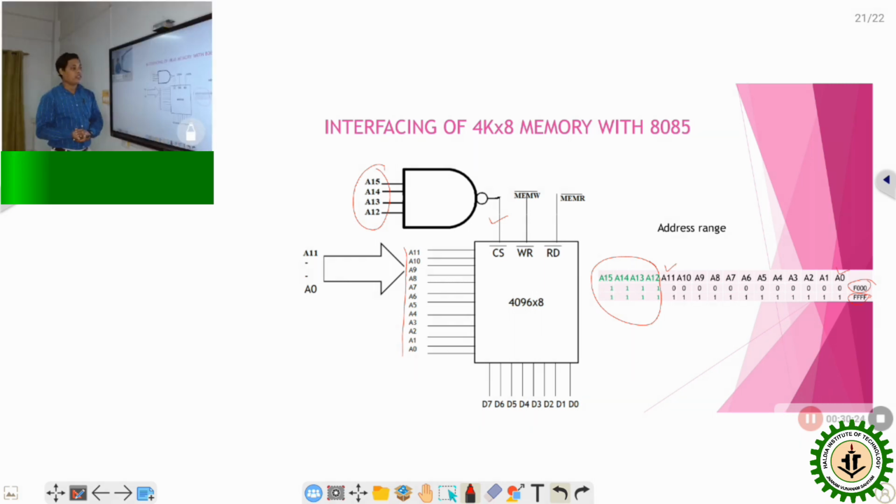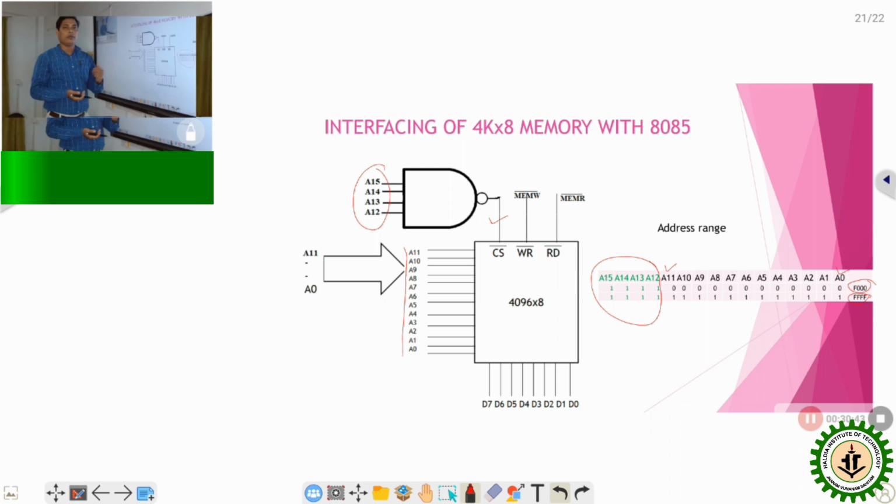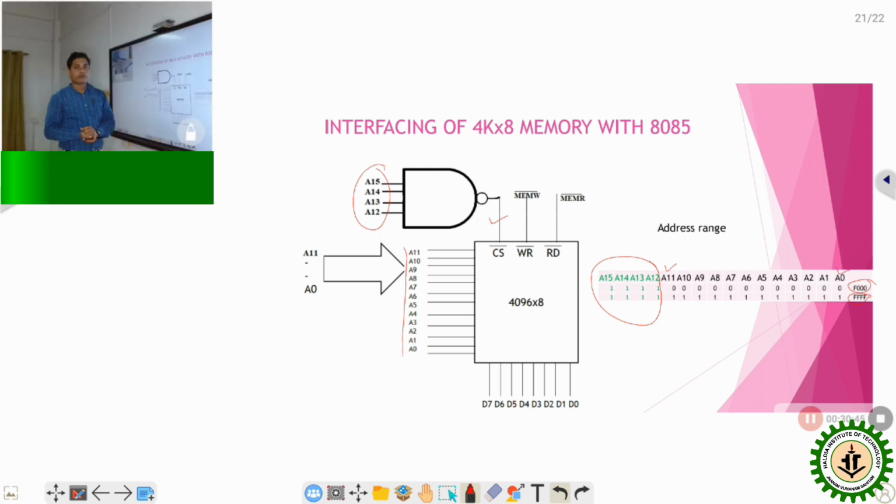So with this, it concludes that any amount of memory, up to a maximum of 64 kilobytes, obviously because of 16 address lines only, 8085 can access 64 kilobytes of memory. We can connect it with the processor, and depending on the circuit diagram or connection diagram, we will have a particular address.